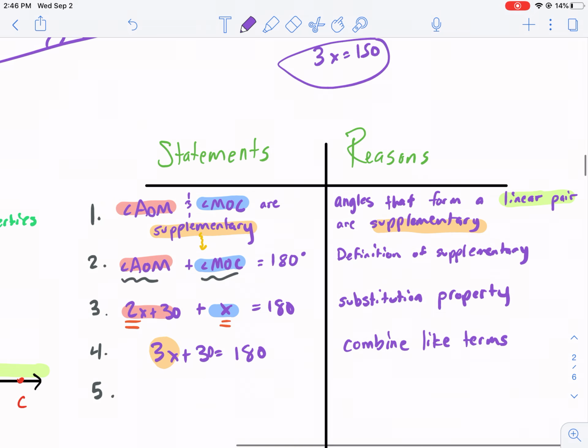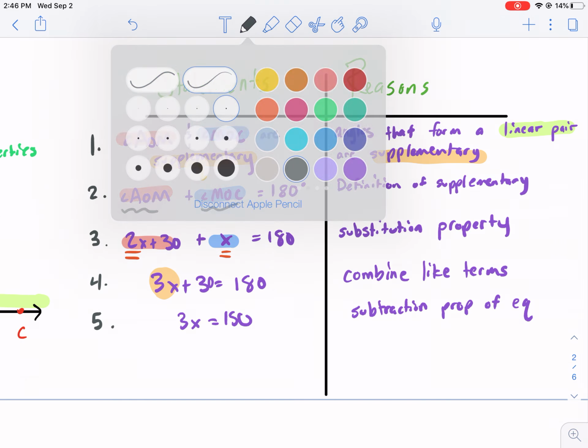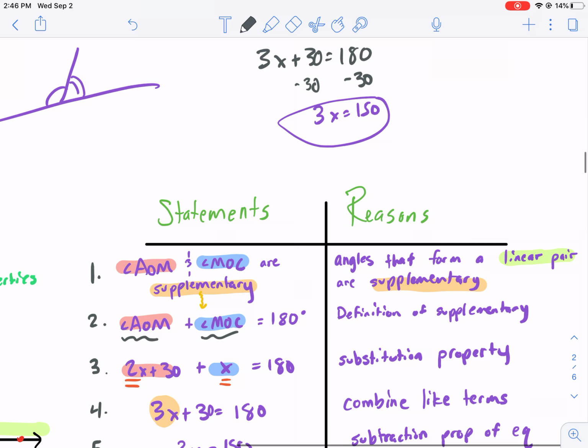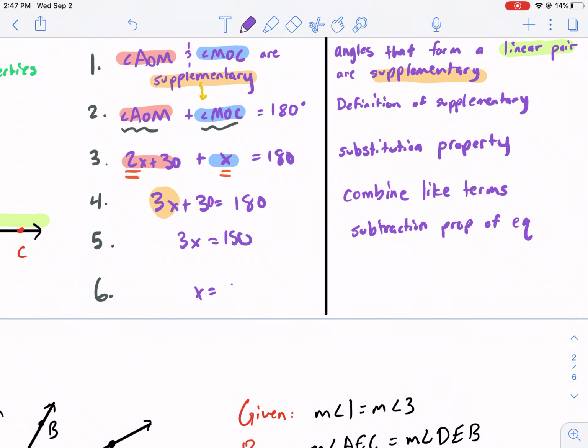How did we get here? We got here by the subtraction property of equality. Subtraction prop, that's the abbreviation if you didn't figure that out, of equality. That's our move. That's how we justify it. Last step: we divide by 3 on both sides, and we get x equals 50. So we write the result here, x equals 50, and then we say how we got there.